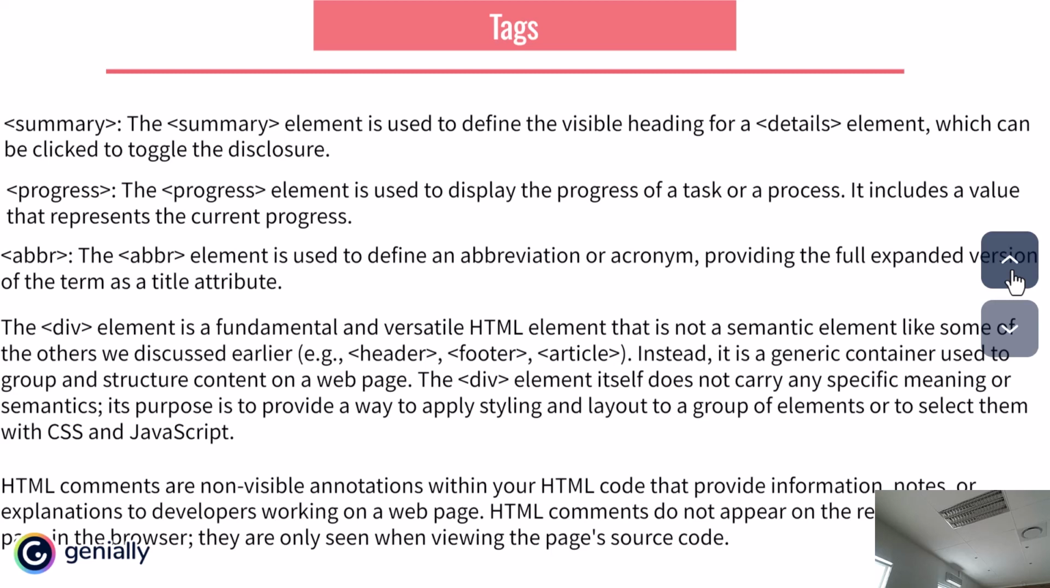The summary element is used to define the visible heading for the details element which can be clicked to toggle the disclosure. Do you still remember the details element? The one that you press to expand and see the title, the definition of the title. Just quickly go on the element summary. It's like the other one you can open up and scan.